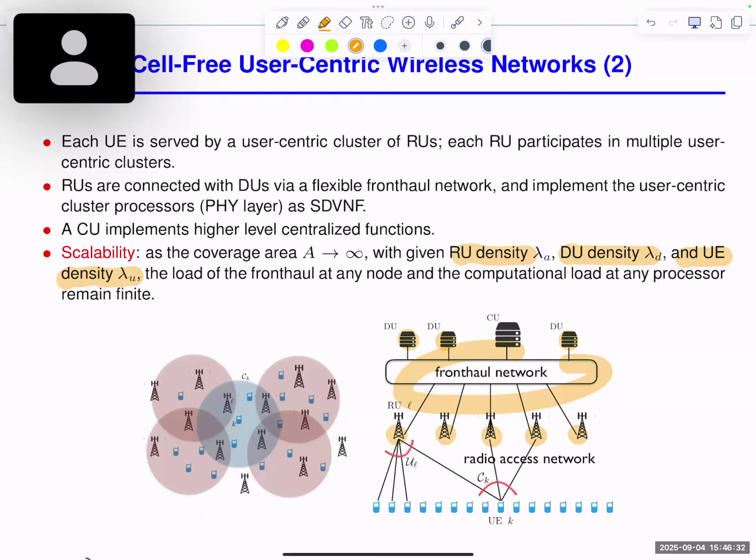Just a quick question. When you say density, should I think of this as essentially a spatial point, Poisson point process? Yeah, for example.